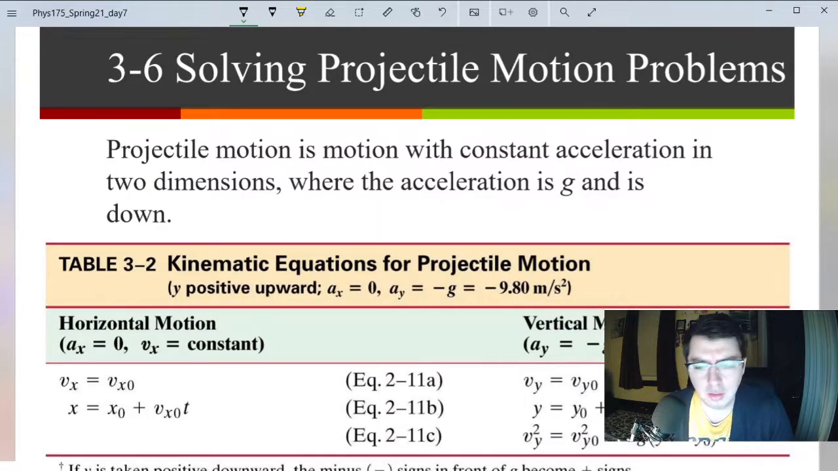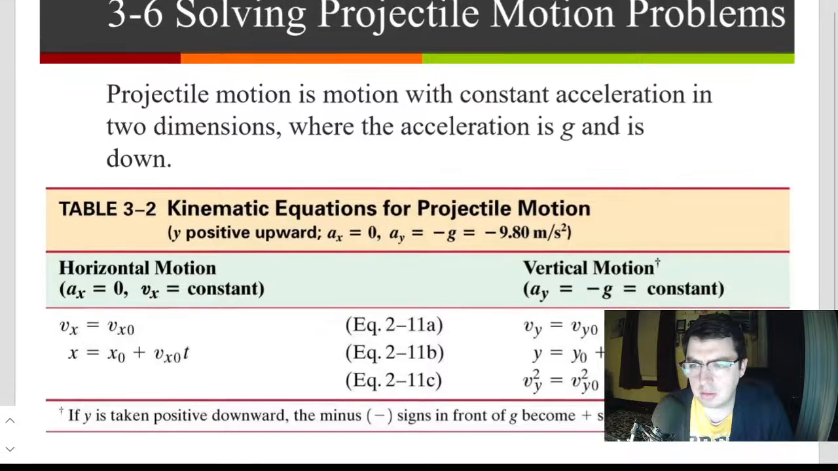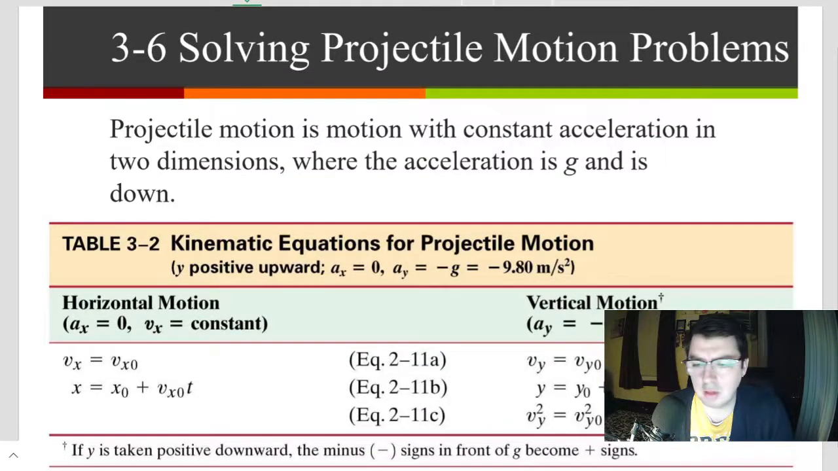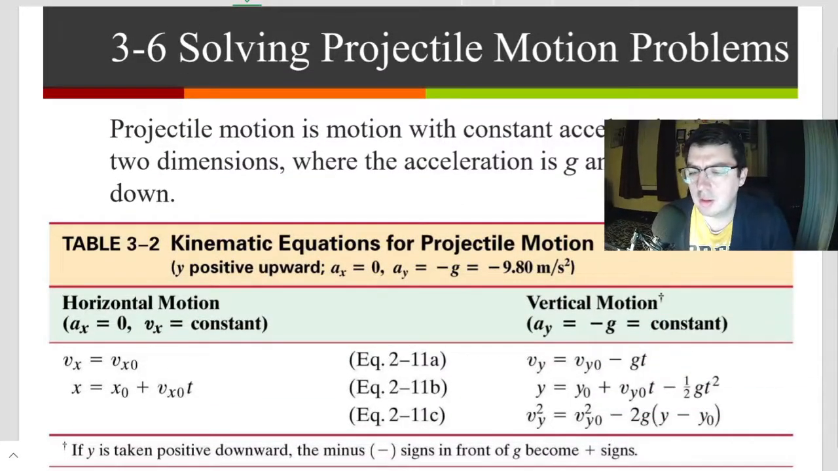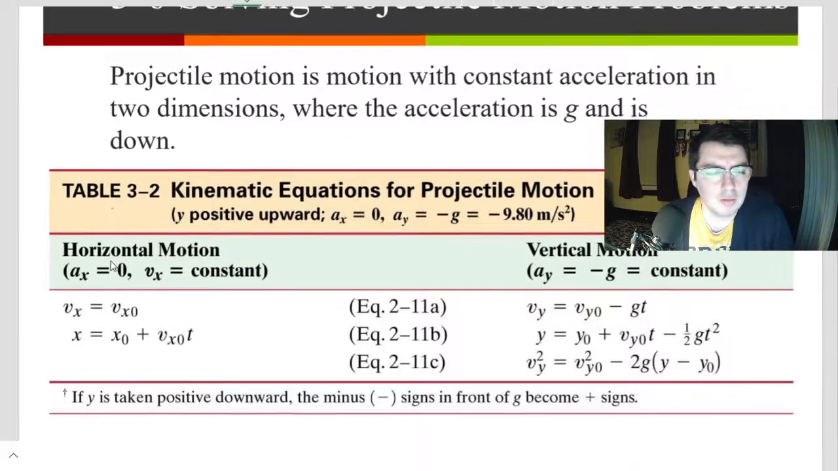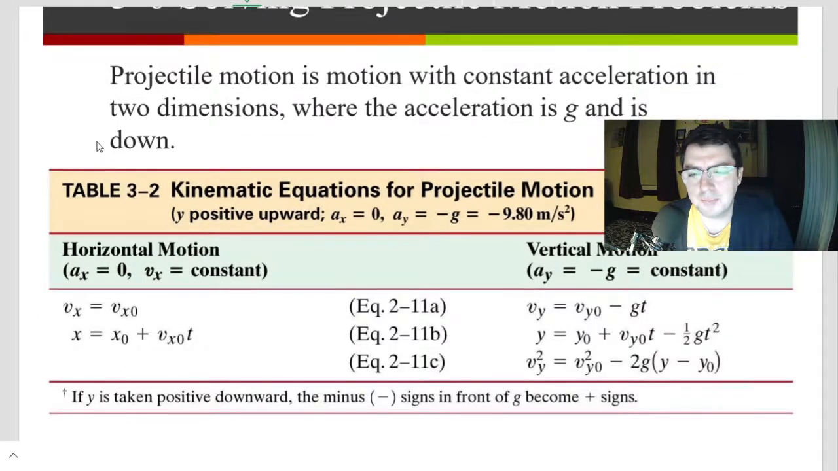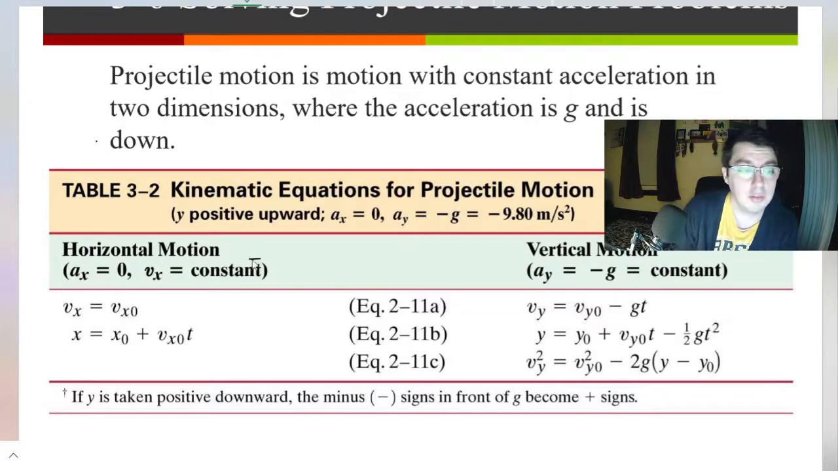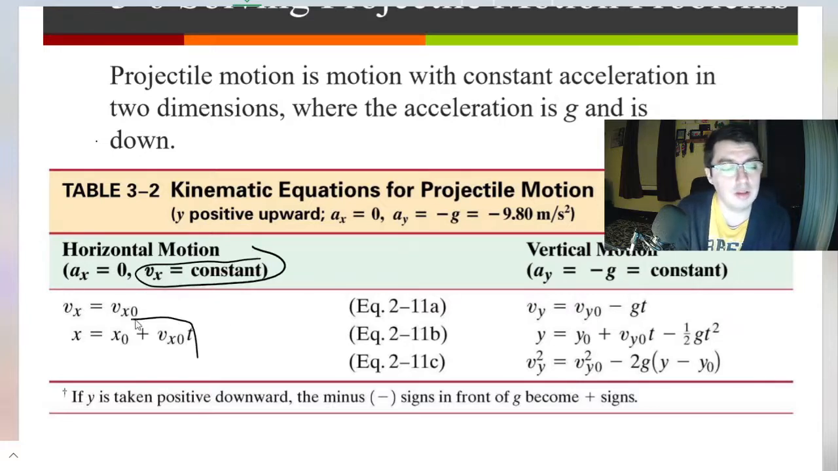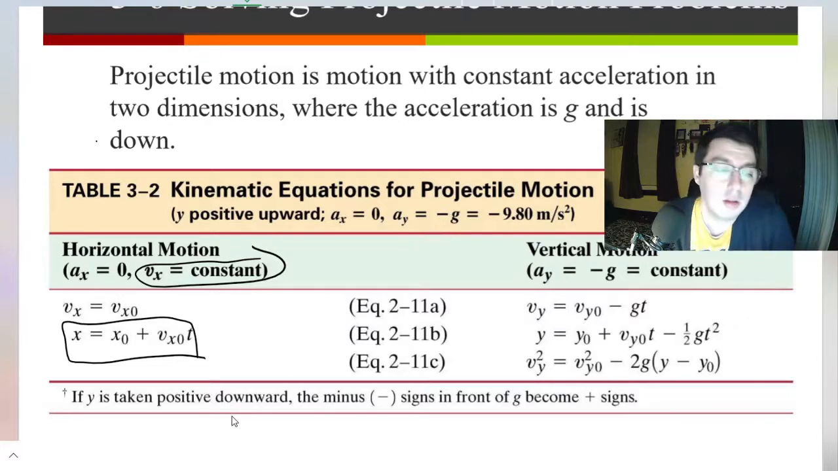We derived these relationships last time. The motion in the x direction is motion with constant velocity, so I have only this relationship here: x is equal to x initial plus v in the x direction times t.